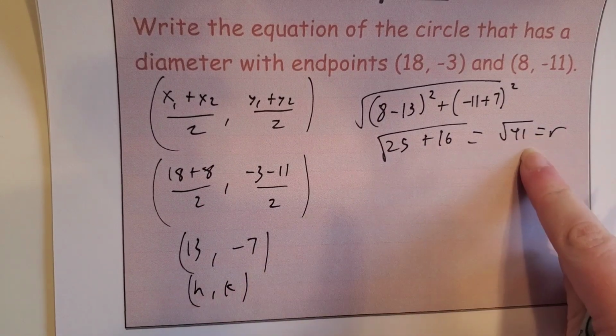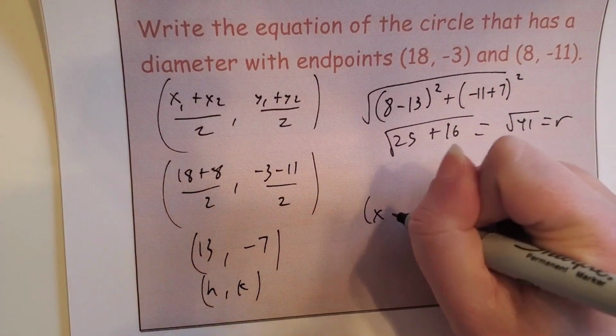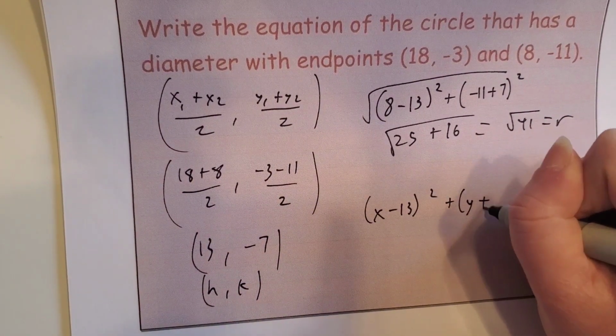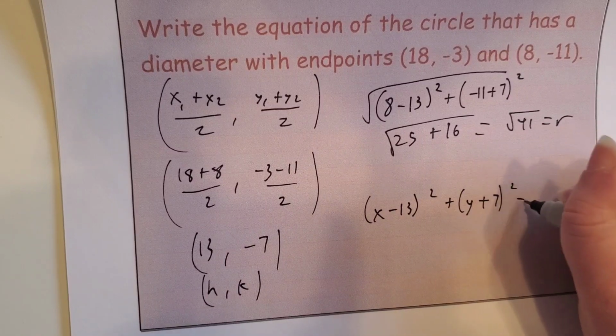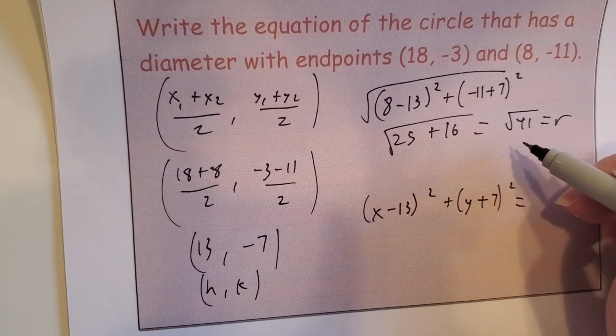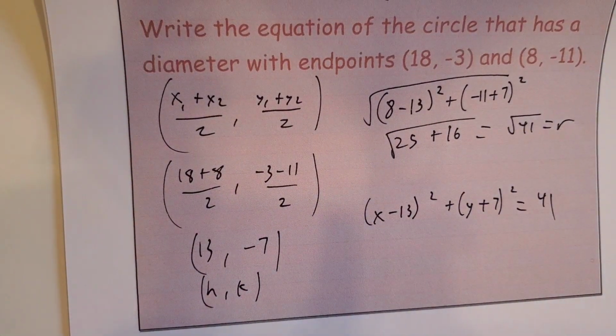This is your center. This is your radius. And we're going to plug all of this into standard form. So x minus 13 squared plus y minus negative 7, so plus 7 squared, is equal to, again, the square root of 41 squared. The square root and the square are going to cancel out. So you're just left with 41.